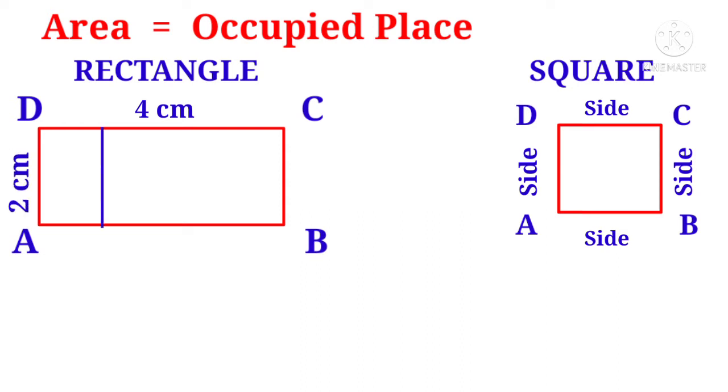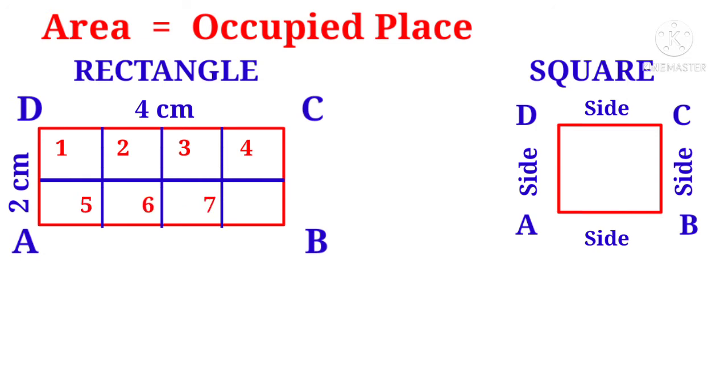Divide the length into 4 parts by drawing 3 vertical lines, each having 1 centimeter length, and draw a horizontal line dividing the breadth into 2 equal parts, that is each having 1 centimeter. In that way, 8 square blocks are formed. So the area of the rectangle is nothing but the area of the 8 square blocks.